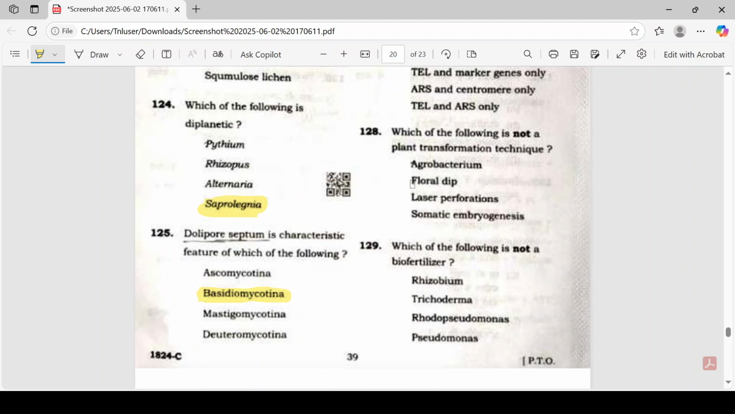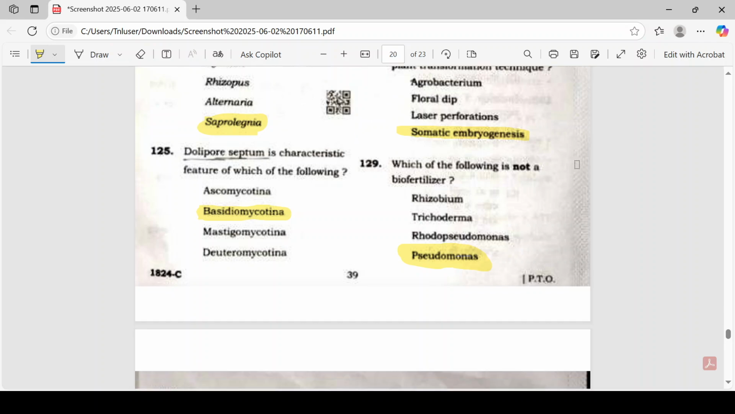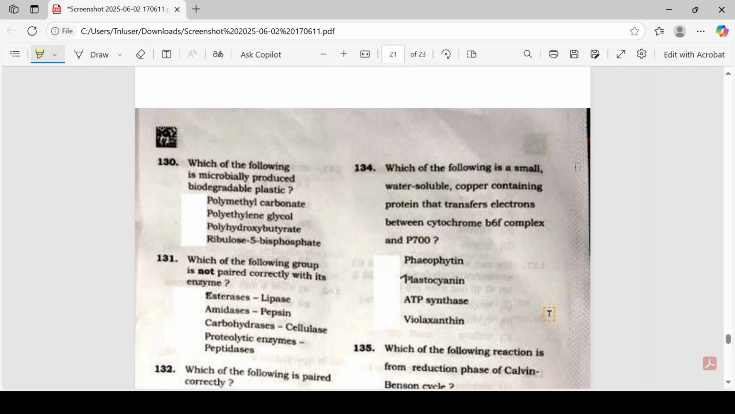Question 128. Which of the following is not a plant transformation technique? So yeah everyone, the correct answer over here will be somatic embryogenesis. It's not a plant transformation technique. Okay, all right. So if we talk about plant tissue culture, organogenesis, it's part of it, but not a plant transformation technique. Which of the following is not a biofertilizer? So the correct answer over here is Pseudomonas, as if we talk about Pseudomonas, it is a denitrifying bacteria. Okay. So yeah, let's now proceed further.